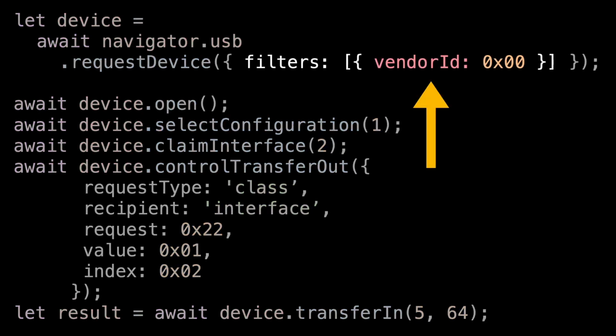Now, the filters aren't necessary, so you can leave this part out, but then it will display all of the USB devices when you scan for them. And I'll show you an example of that later.